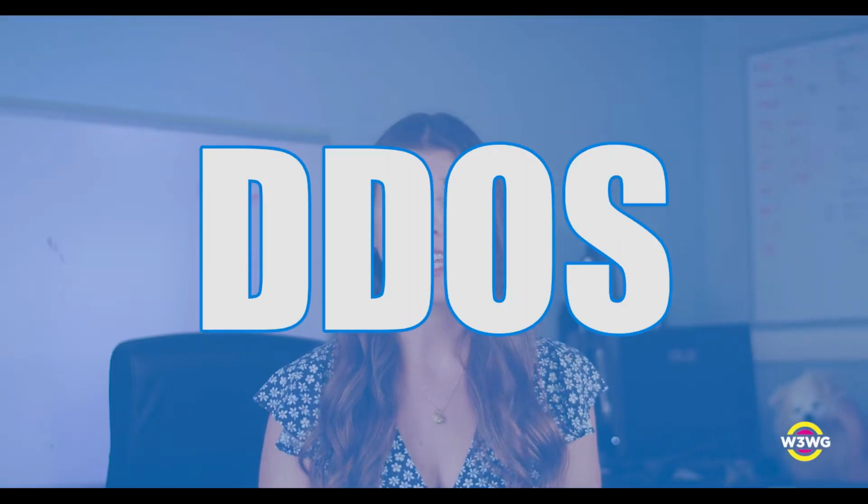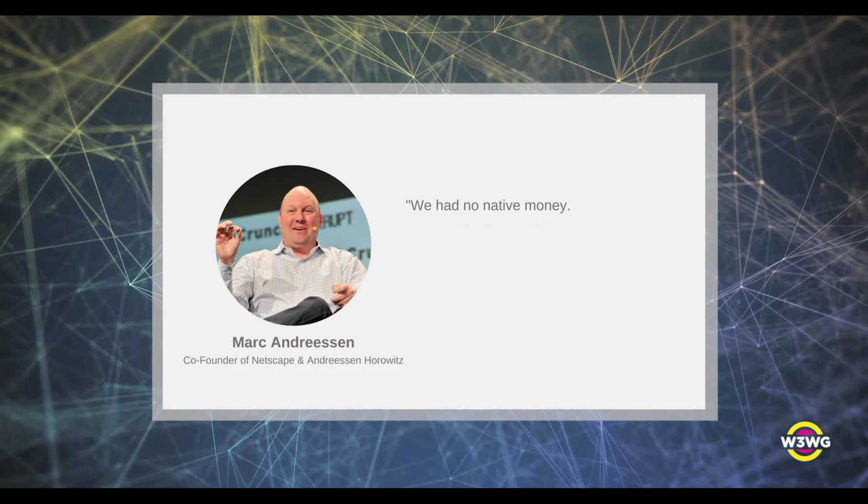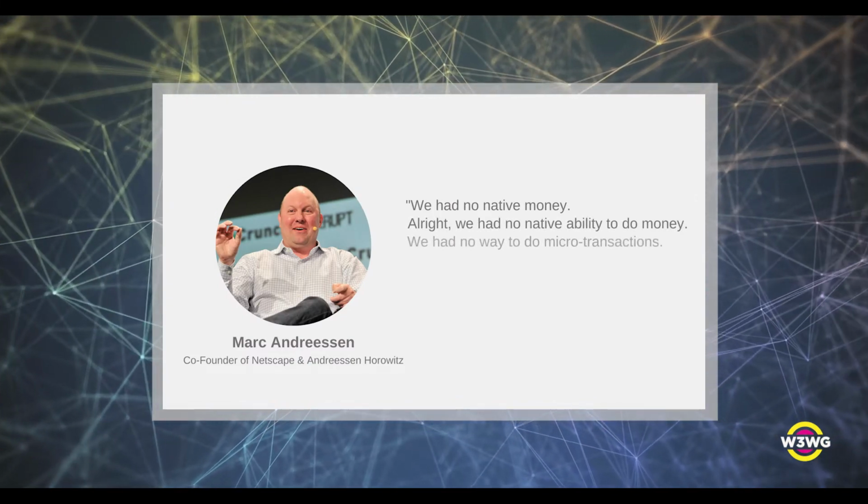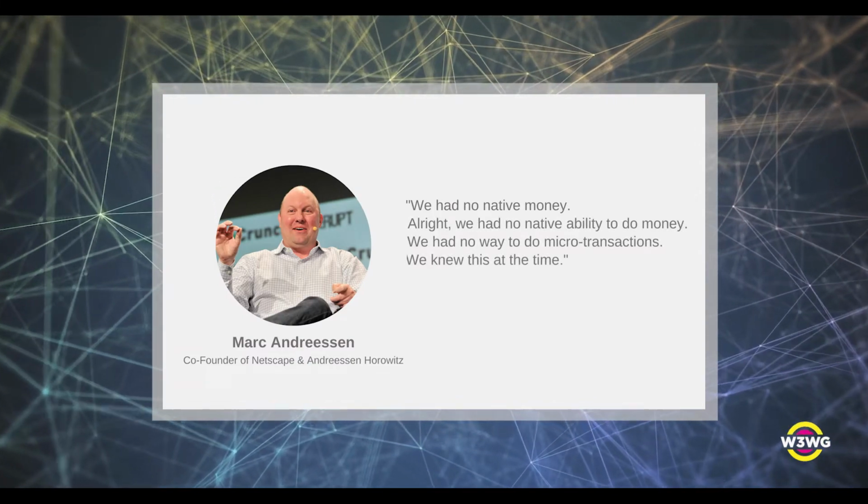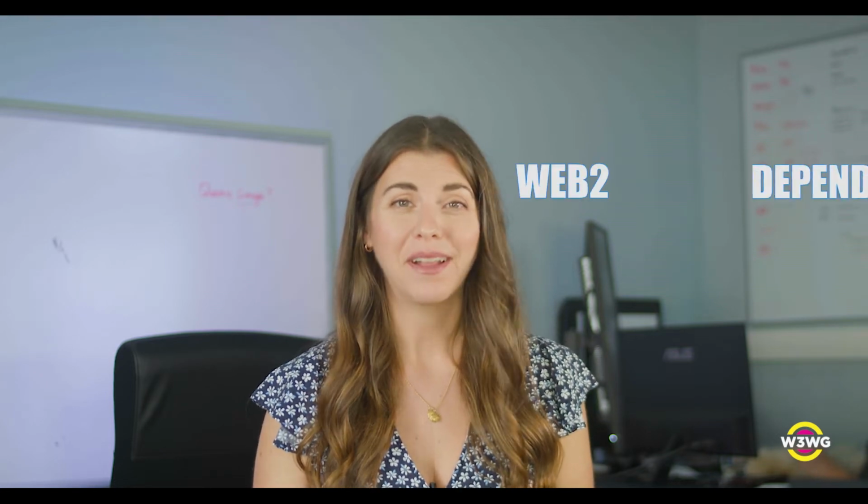The second major problem for the web is that it doesn't have a native value transfer protocol. The early pioneers of the web talked about the need for native value transfer because it could be used to solve problems like spam and DDoS attacks. We had no native money, right? We had no native ability to do money. We had no way to do microtransactions. We knew this at the time. And many attempts were made to build one, but none of them were successful until the introduction of Bitcoin in 2009.